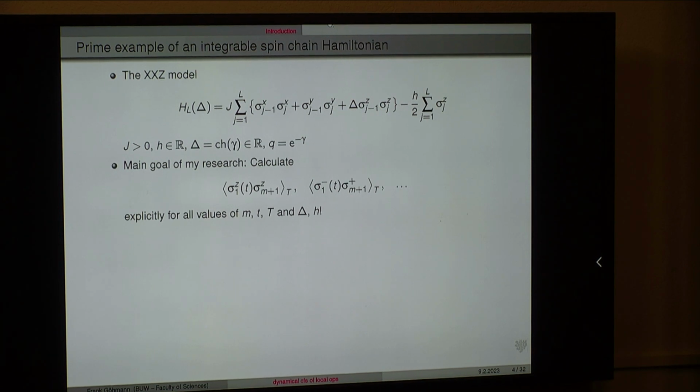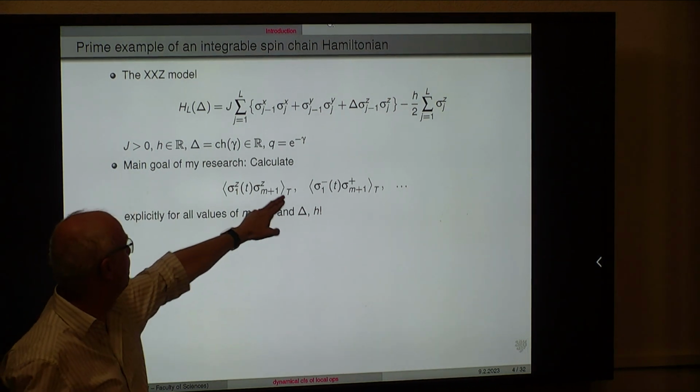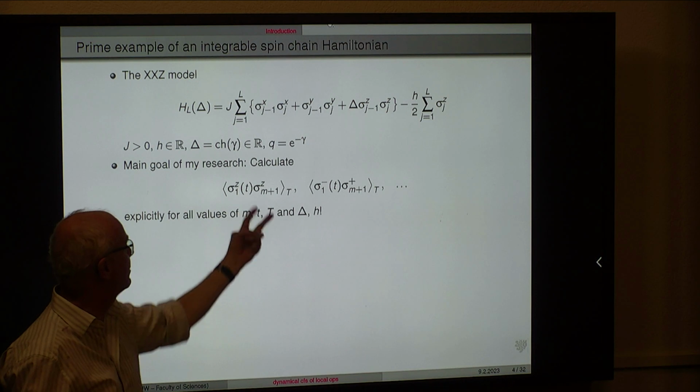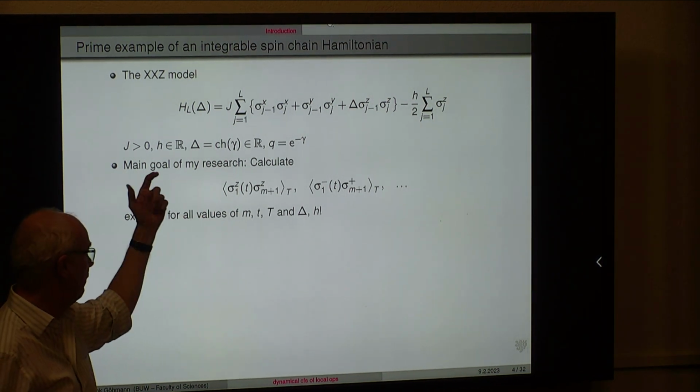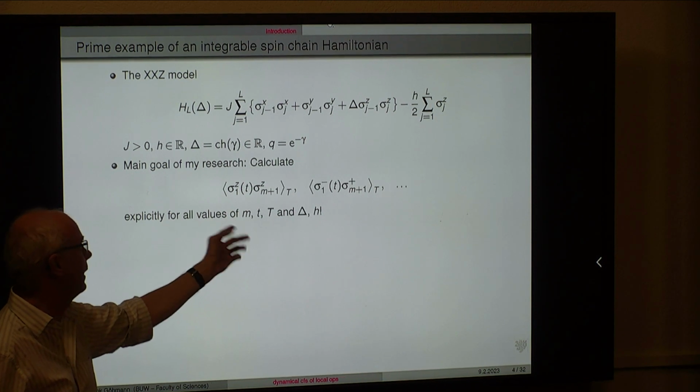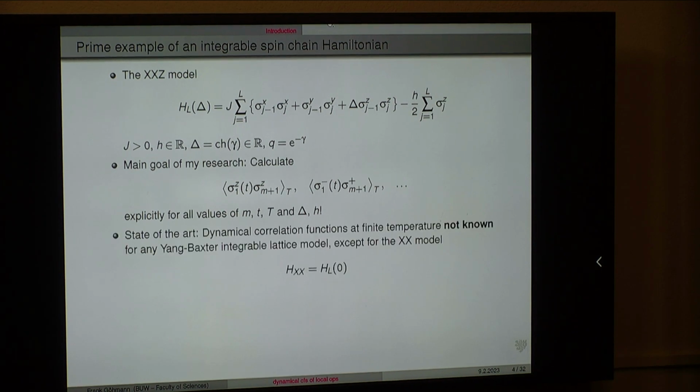And the main goal of all of my research over the last years, and probably I won't be able to do much more before retirement, is to calculate such correlation functions, which depend on temperature and time and space, explicitly for all values of space, of time and temperature, and all parameters, right? For instance, for this model. And unfortunately, this is not done, and also for almost none of the integrable models.